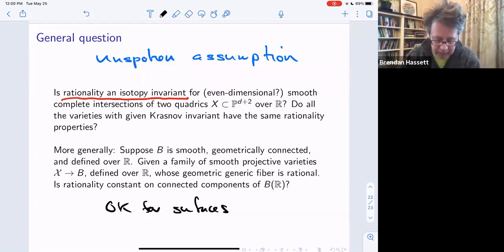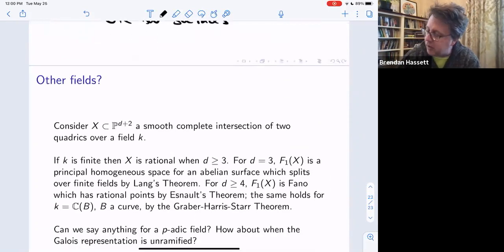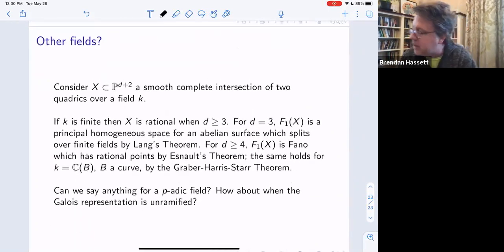So I am last minute, and I have one slide, so let me engage in some less speculative remarks over other fields. Let's take a more general field. Over finite fields, these questions are relatively straightforward, because we have results of Lang, and I know that control when the varieties of lines have points, so these are not so interesting.